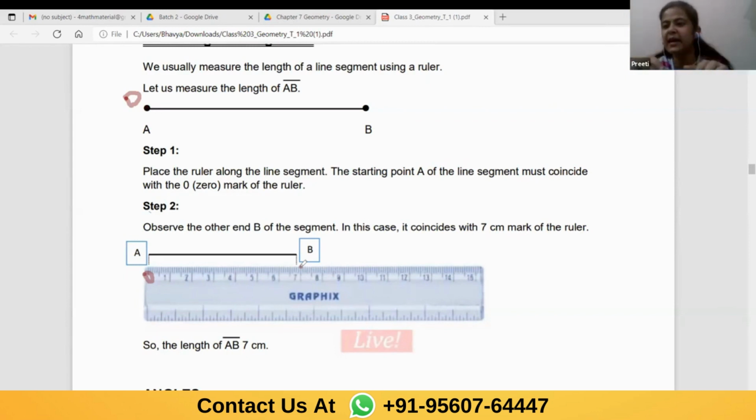Even on the scale that I have, CM is written. It depends from scale to scale. Most of the time, 0 is written. But in case 0 is missing, if CM is written, that is also fine. That is 0 only. Yes, ma'am.